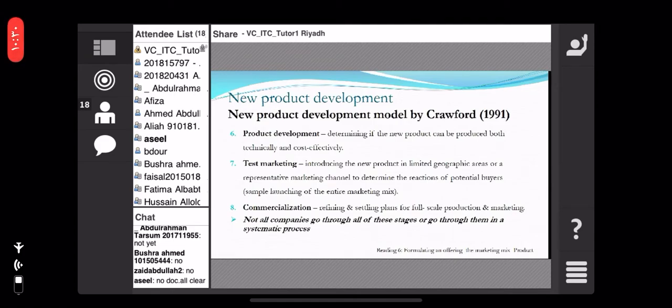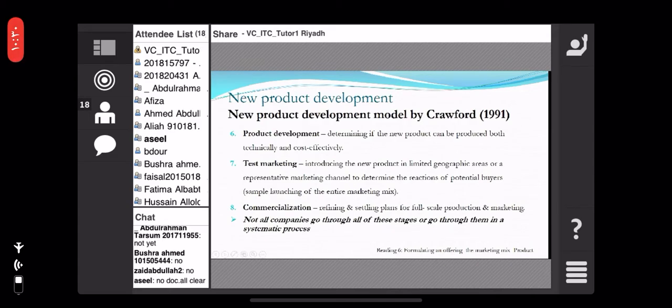Point number 8 is commercialization. Commercialization is refining and settling plans for full-scale production and marketing. When we say commercialization, it means that it's ready for sale and ready for the marketing activity.